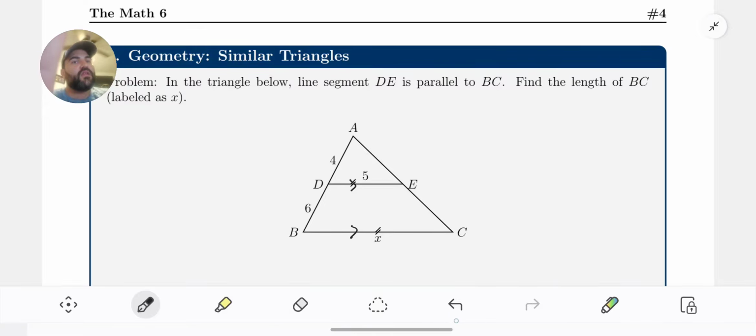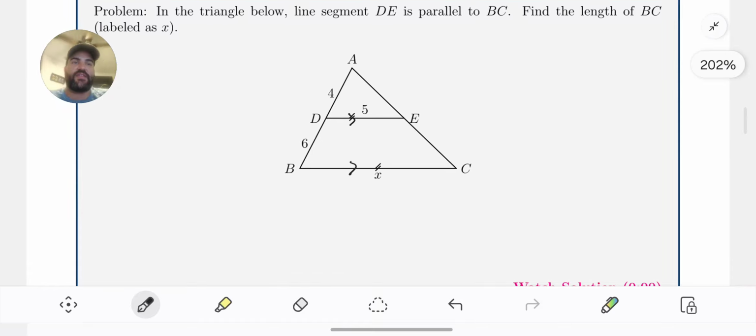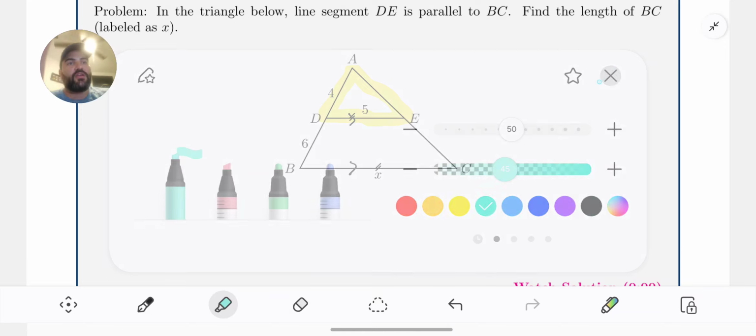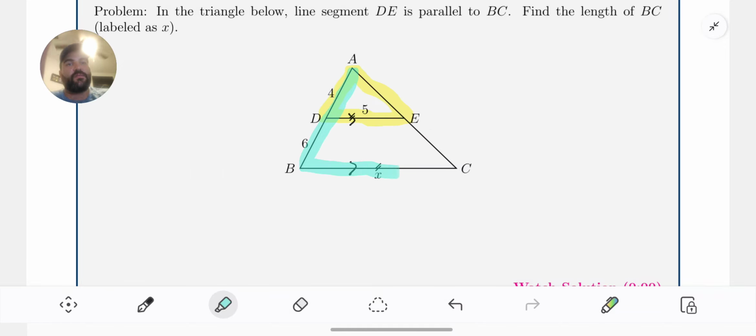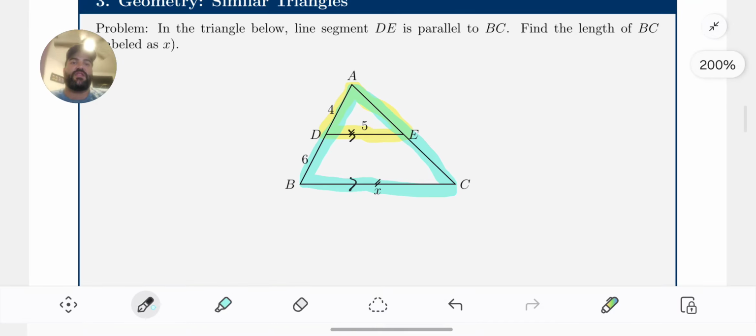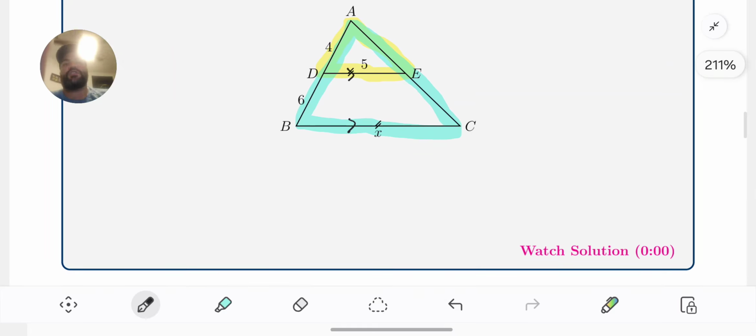So I have something to say about this problem, but I'll save it for later. We're just going to get right into how to do this. So we want to look at the two triangles. We got one triangle right here, but then we got the bigger triangle right here. So similar triangles, we have to make a correct proportion from small triangle to big triangle.